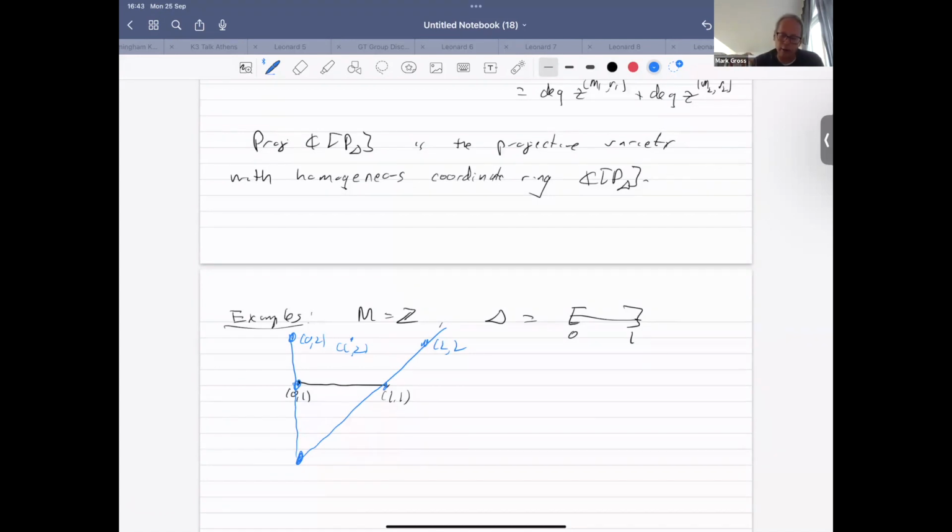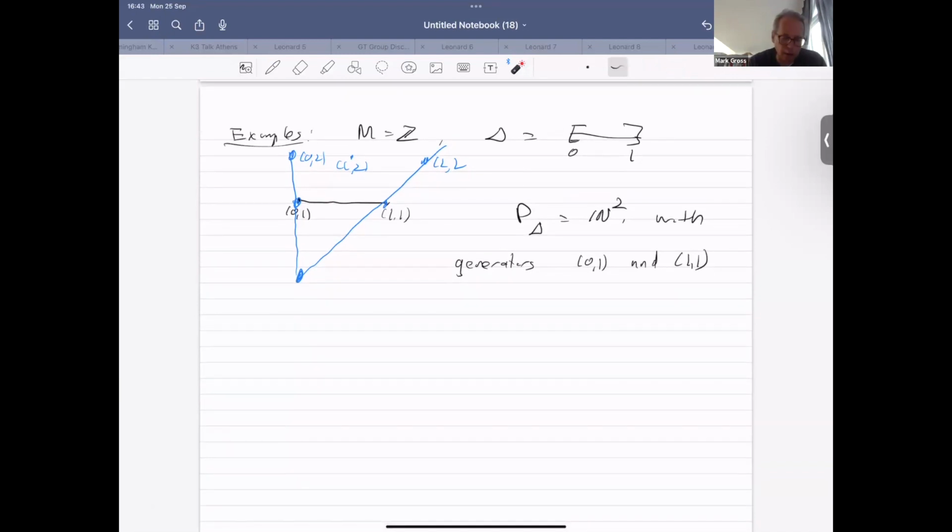And it's not too hard to see that this monoid, P delta, is now generated just by this element and this element. Everything inside this cone here is a positive integer combination of these two elements. So P delta is equal to N squared, generated with generators (0,1) and (1,1). So for example, you can get (1,2) by adding (0,1) and (1,1).